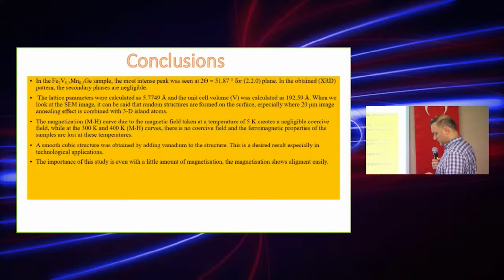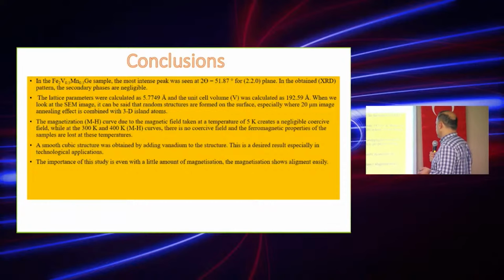A summary. First of all, we got the most intensive peak at 2 theta equal to almost 51 degrees for the 220 plane in XRD. So almost there is no secondary phase. This is matching well with the literature. The lattice parameters were calculated as you see, and then it can be said that random structures are formed on the surface, especially where the annealing effect is combined with 3D island atoms.